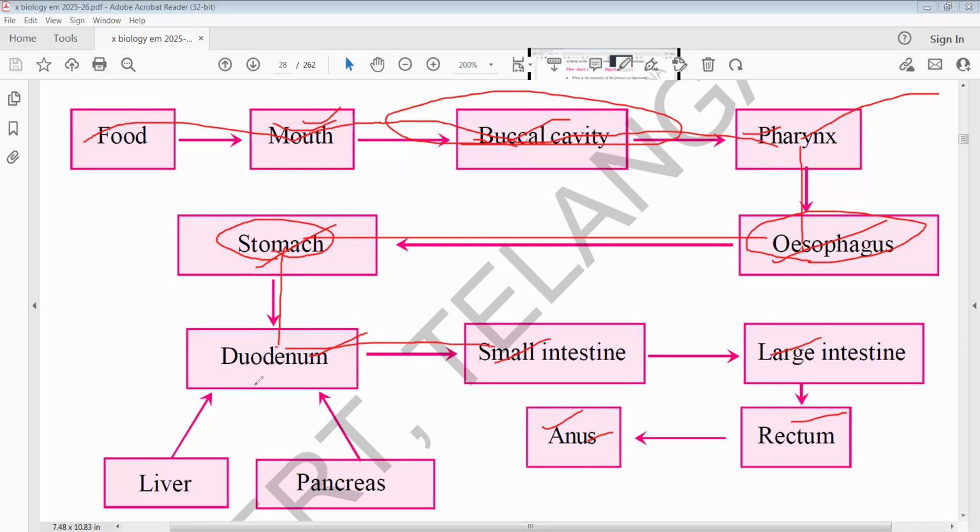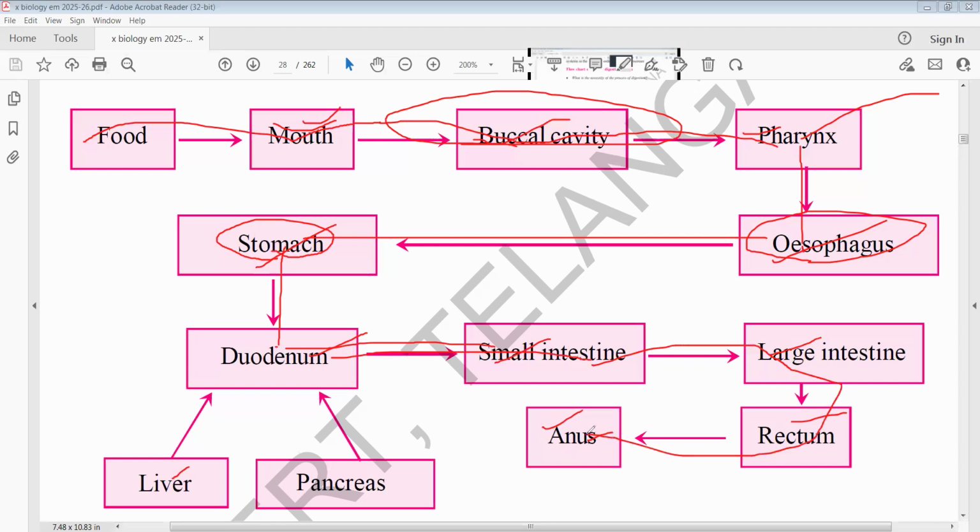In the duodenum, two organs open: the liver opens on the right side, the pancreas on the left side. The liver produces bile juice, the pancreas produces pancreatic juice. Bile juice does not have any enzymes; it secretes only salts and pigments. Pancreatic juice consists of pepsin, trypsin, chymotrypsin, amylase. From the duodenum to the small intestine, then the large intestine, through the rectum and anus.